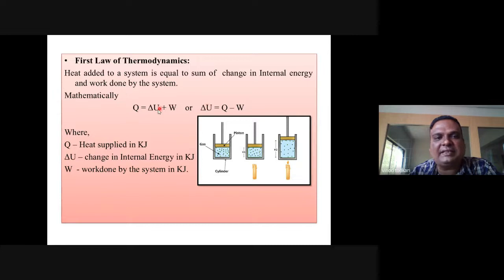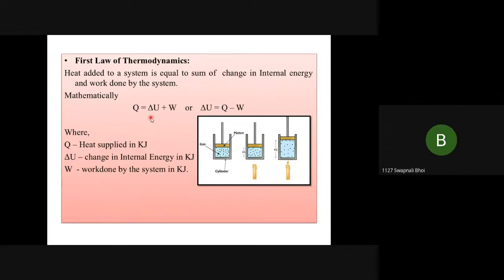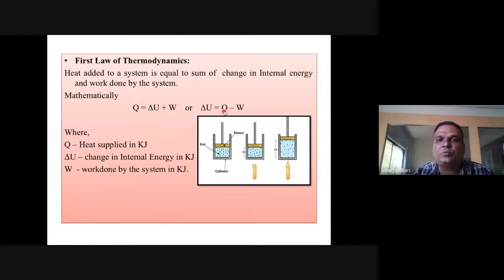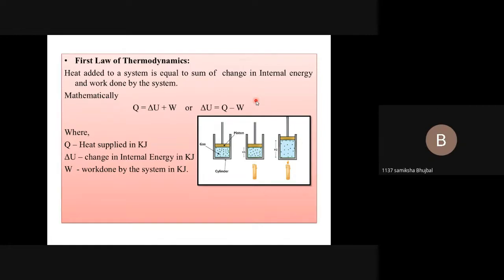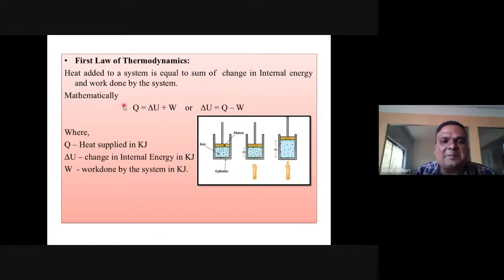So if I want to find delta U from this equation, tell me how can I find delta U? If Q is equal to delta U plus W, what will be delta U? Q minus W. Yes, it will be Q minus W. So tell me very honestly, is this clear to you? Yes, sir. A very simple equation. Q is equal to W plus delta U, where Q is the heat, W is the work, and delta U is the change in internal energy.